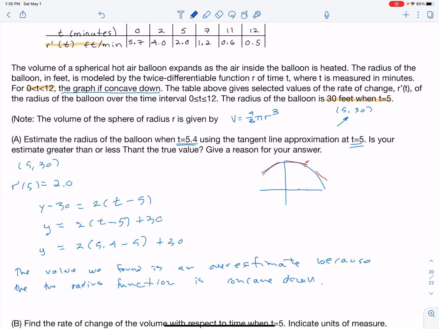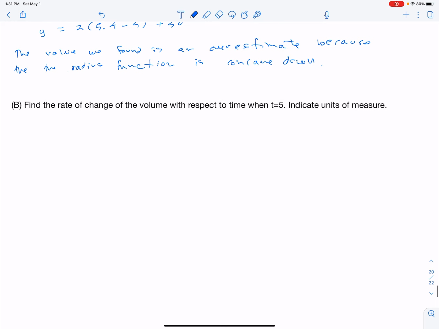You don't have to go through the explanation I did. You just have to say, hey, I'm looking at the concavity. And because it's concave down, that implies that all tangent lines would be concave up. Again, you don't even have to say that. You just need to say what I said there. Okay, let's move on to B.